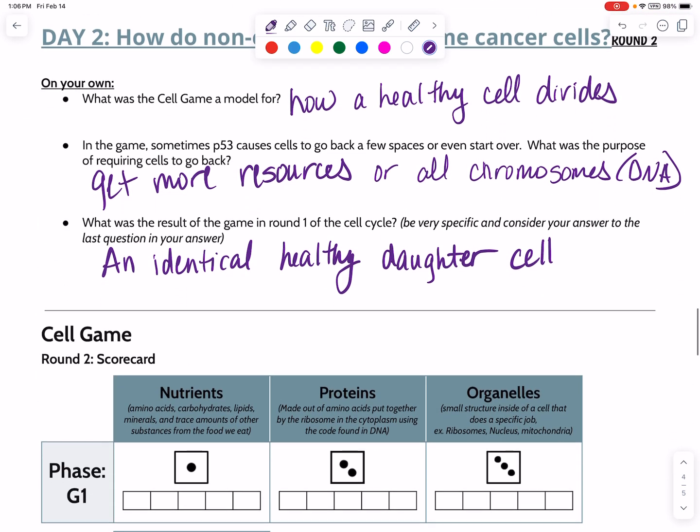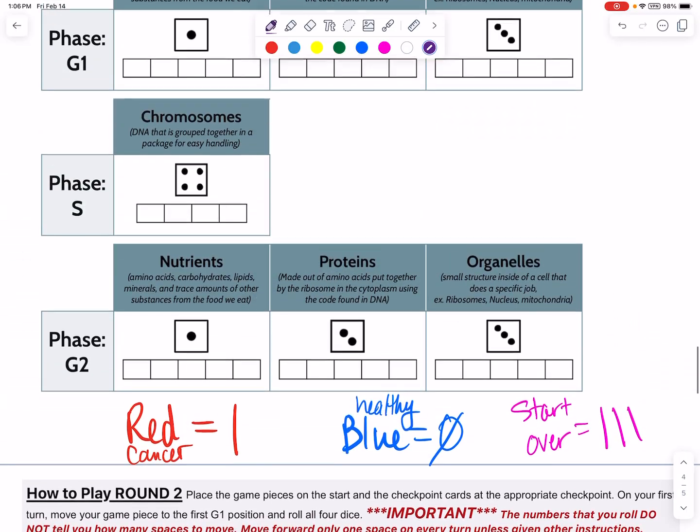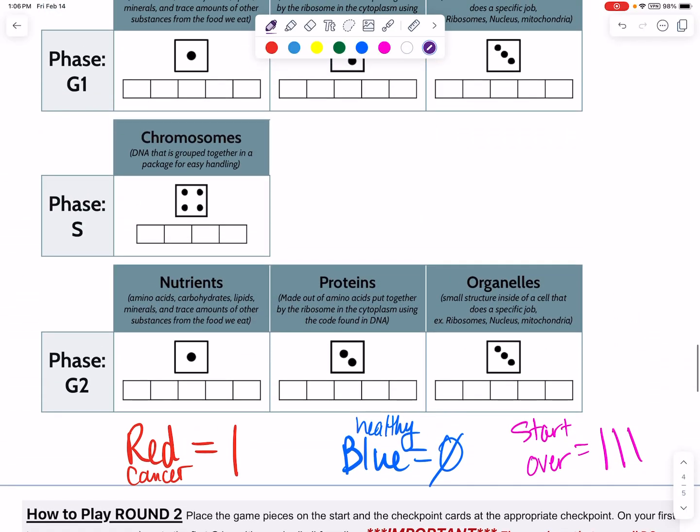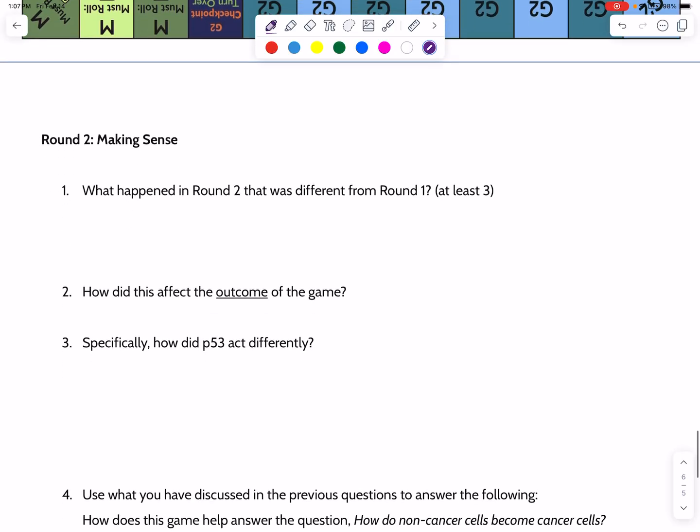So then we played again, right? And as I was playing, I got one red cancer cell, I got no blue healthy cells, and I had to start over 3 times. So we had to do a lot more of that this time, right? So there were lots of things that were different. You got extra rolls, right? There were times where you got to roll an extra turn.